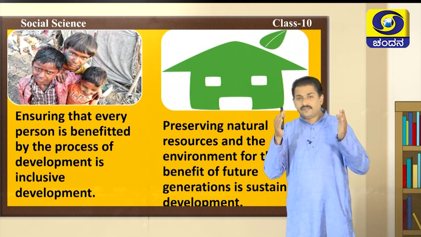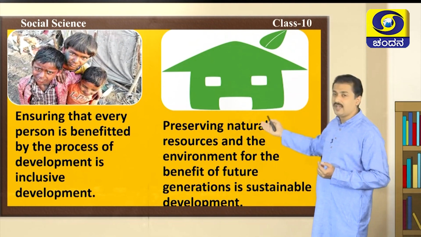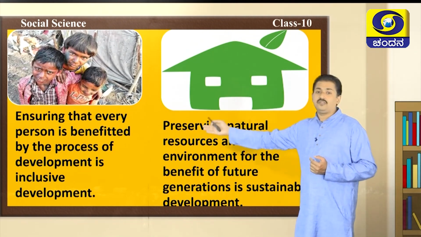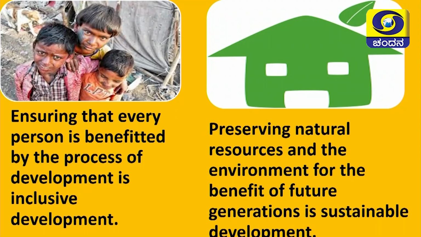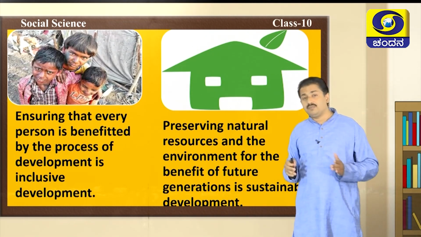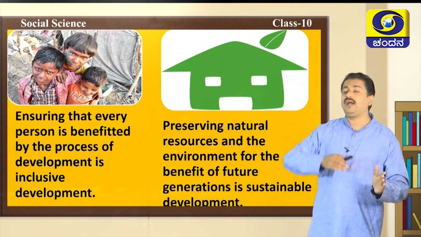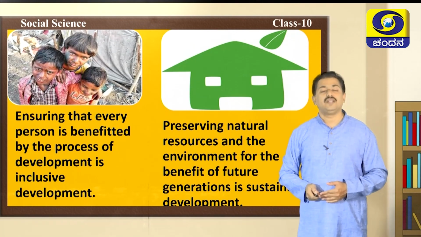Dear students, this is what I am explaining here. See, look at this. Ensuring that every person is benefited by the process of development is called inclusive development. Preserving natural resources and the environment for the benefit of future generations is sustainable development. So, this is the difference between inclusive development and sustainable development.